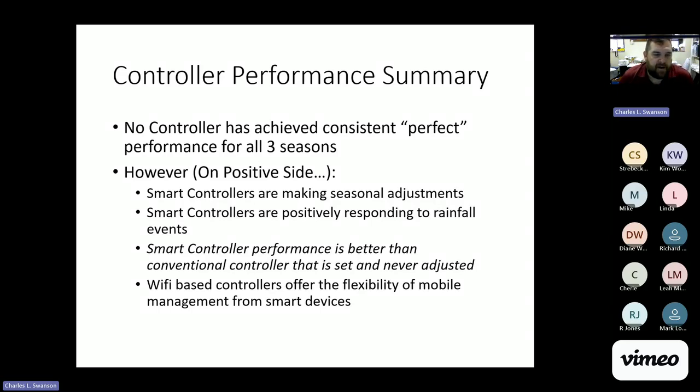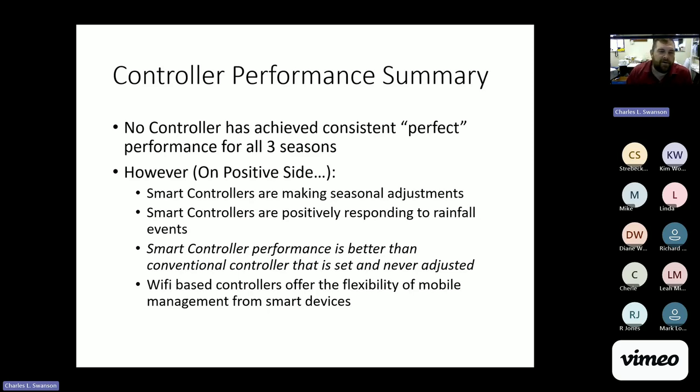Nobody had perfect performance in the last 10 years of looking at controllers. We've never had a controller have a perfect performance. But what we do see are positive things. This is technology. It's always improving. And so we've demonstrated that the controllers do make adjustments. So the controllers do respond to rainfall. They either don't irrigate or reduce their run times. And so we look at those first 2 bullet points there.